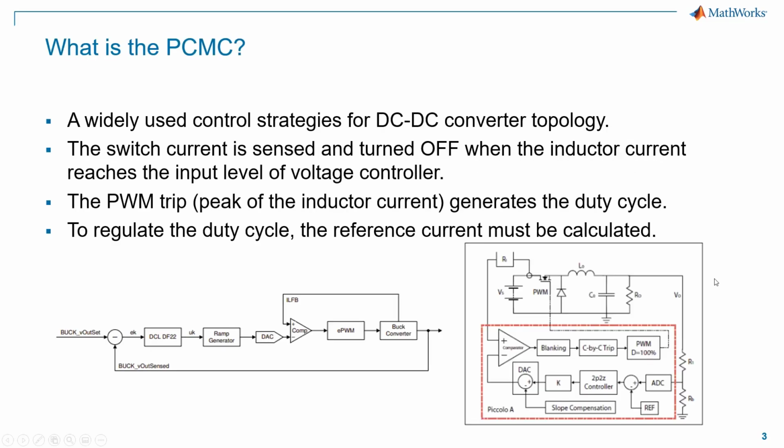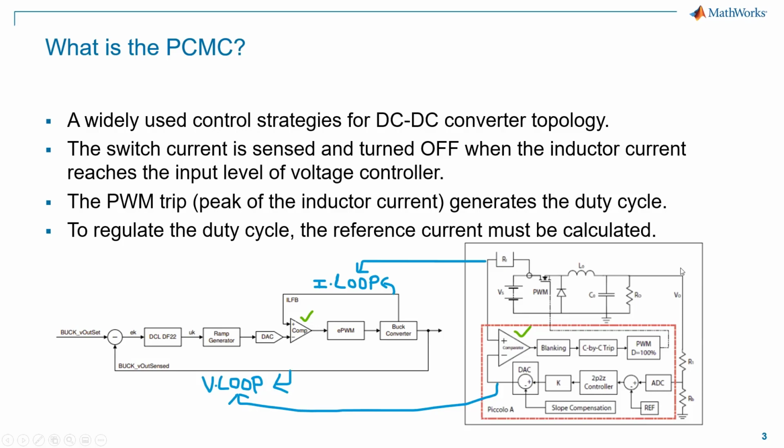Peak current mode control is a widely used control strategy for DC-DC converters. This control strategy provides stable output independent of input fluctuations, inherent short circuit protection, cycle by cycle current limiting, among other advantages, and is more suitable for mission critical applications.